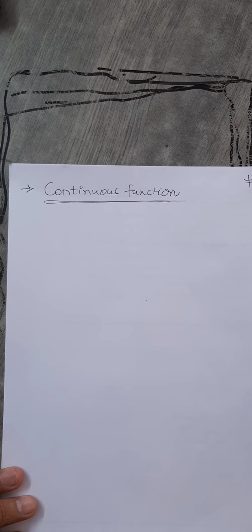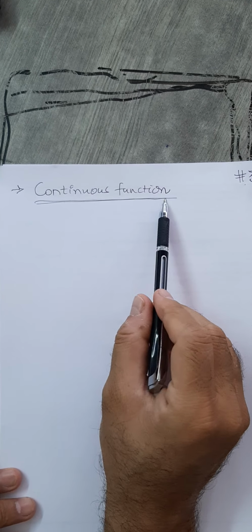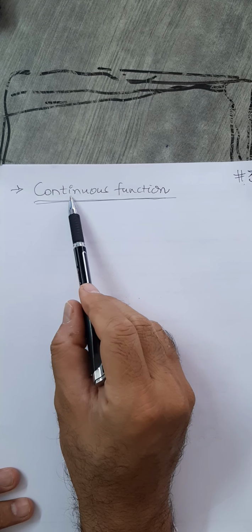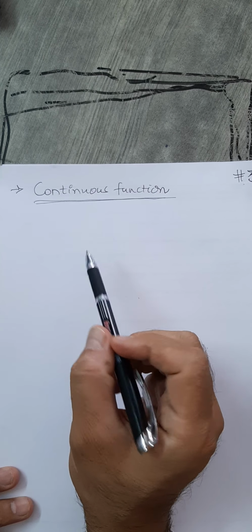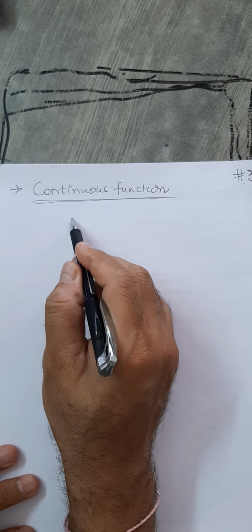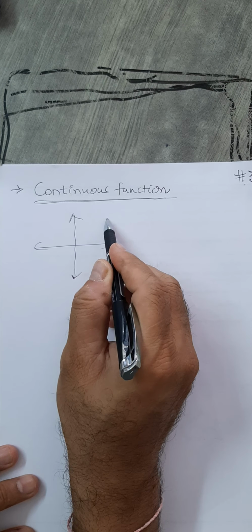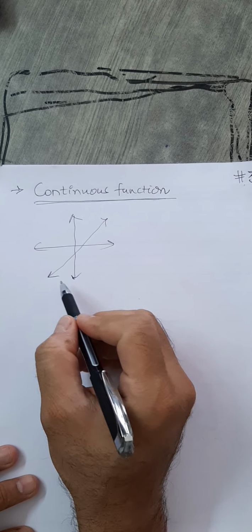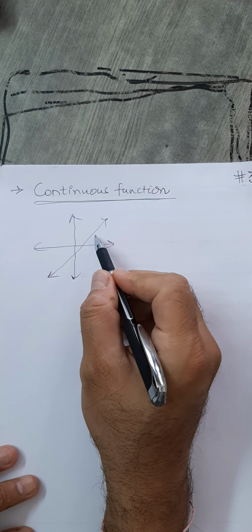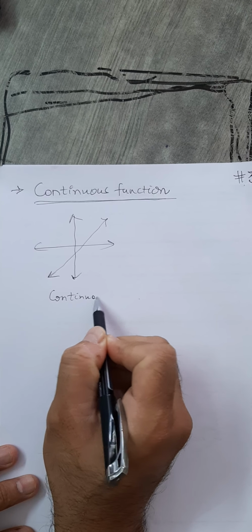Now next is about continuous functions. That's the beginning of this chapter. Here the word itself says continuous. Continuous means without break. Look at these graphs. I'm showing some graphs here. You know this is the graph of which function? A straight line function, a linear function. There is no break in the graph of this function, so this is an example of a continuous function.